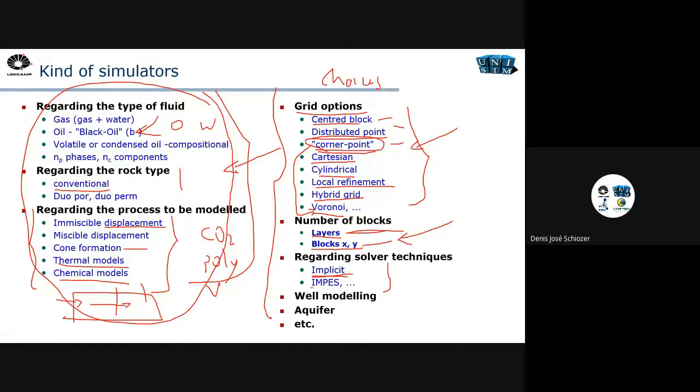Or you can use some models that are, for example, this is just a name, implicit in pressure and explicit in saturation, where we are going to solve the pressure equations implicitly. So if you have, for example, 3 equations and 3 components to solve, and you have 1 million blocks, instead of solving 3 million equations, we're going to solve just 1 million equations, which is much faster. And then after we solve for the pressure equations, we solve for the saturation equations explicitly. Of course, this is fast. Normally, this is faster than implicit models because we have fewer equations to solve.